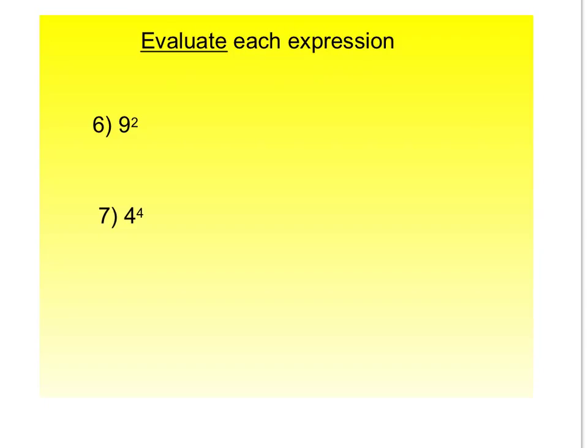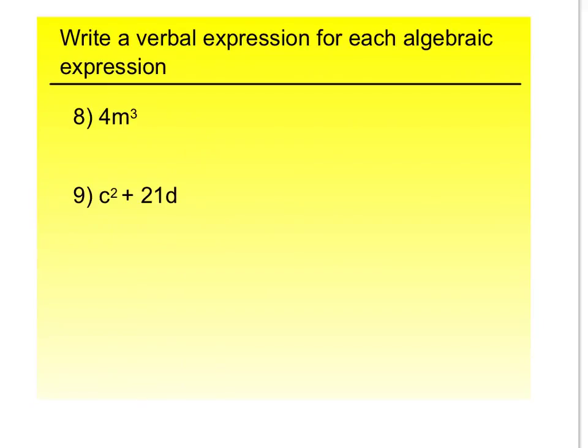Okay, taking a look at this, we're looking at the phrase evaluate, so we want an answer. These ones you can use a calculator, especially on 4 to the 4th. So again, 9 to the 2nd is 9 times 9, which is 81. 4 to the 4th is the same as 4 times 4 times 4 times 4, or 256. I challenge a few of you to go ahead and try these without calculators. I'm positive you can do it.